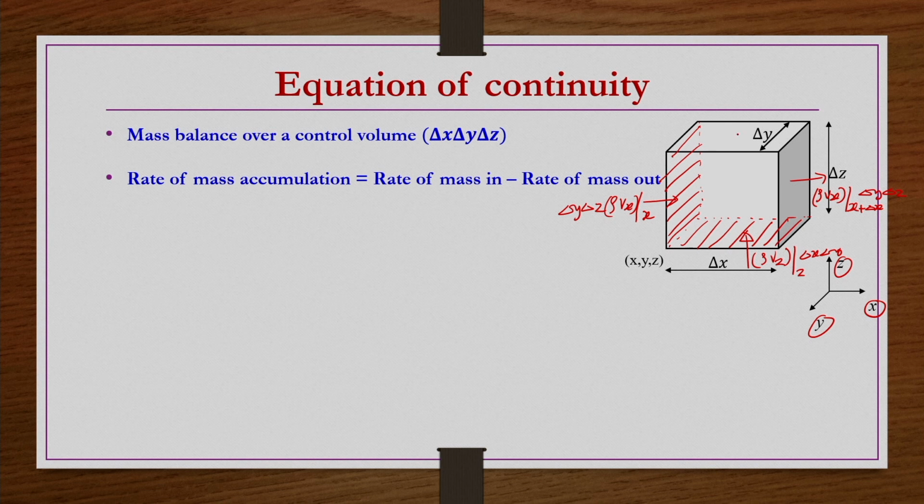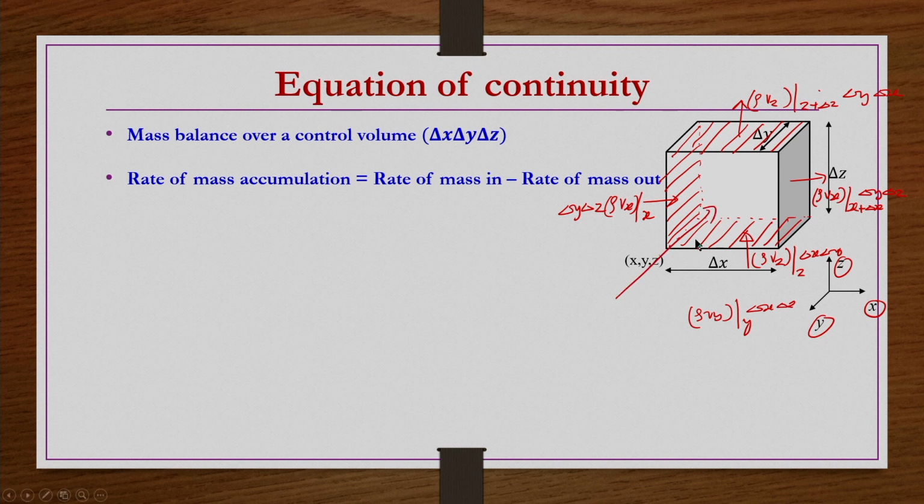Similarly, the rate of mass leaving in the z direction is rho Vz at location z plus delta z multiplied by the area of the face through which it is leaving, which is delta y multiplied by delta x. Likewise, in the y direction, the rate of mass getting in is rho Vy at y multiplied by the area of the plane through which it is entering, delta x, delta z. That is this direction here.